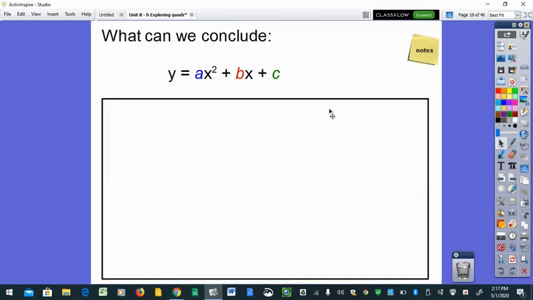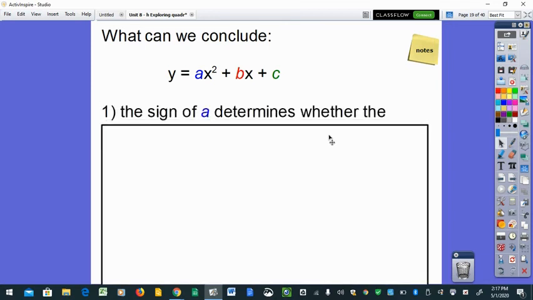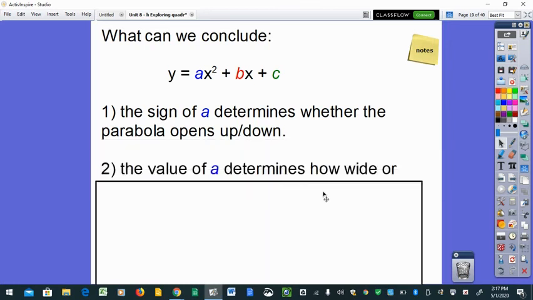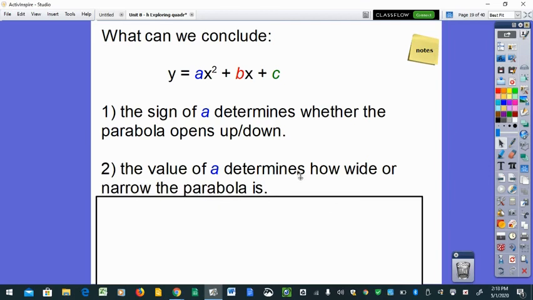So here's what we can conclude today before just doing some practice graphing. The sign of the a determines what? Think about it a second. It's really two things. It's going to determine whether the parabola opens up or down, but it's also going to determine how wide or how narrow the parabola is.